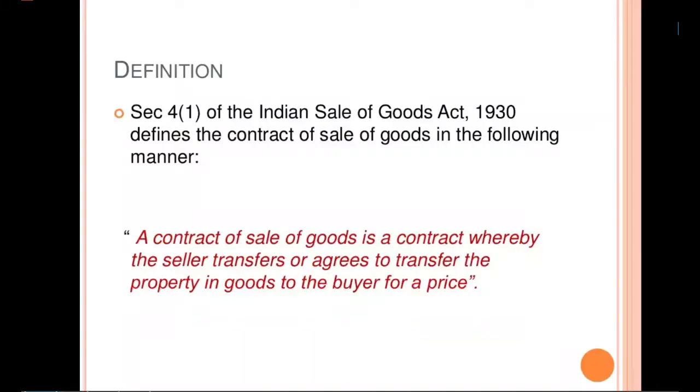The formation of contract of sale. The definition says Section 4(1) of the Indian Sale of Goods Act 1930 defines a contract of sale of goods in the following manner. A contract of sale of goods is a contract whereby the seller transfers or agrees to transfer the property in goods to the buyer for a price. So basically, a seller agrees to transfer a movable property, that is a good, to the buyer.